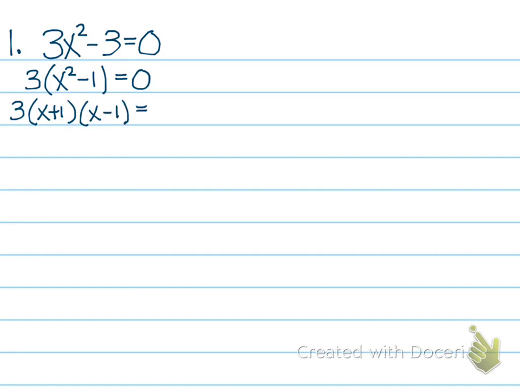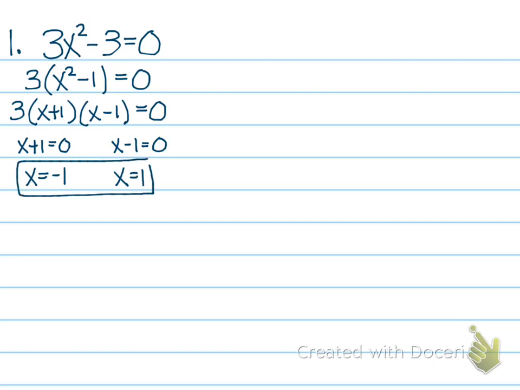So now this problem is completely factored, and we can solve since it's set equal to 0. So essentially what we're going to do is take the first factor, x plus 1 and set it equal to 0, and then our second one, x minus 1, and set it equal to 0. So for the first one on the left, x plus 1 equals 0, you would subtract 1 from both sides, and we would get x equals negative 1. Over here on the right, we would add 1 to both sides and get x equals 1. Since it's a quadratic, we have two solutions, and those are it.